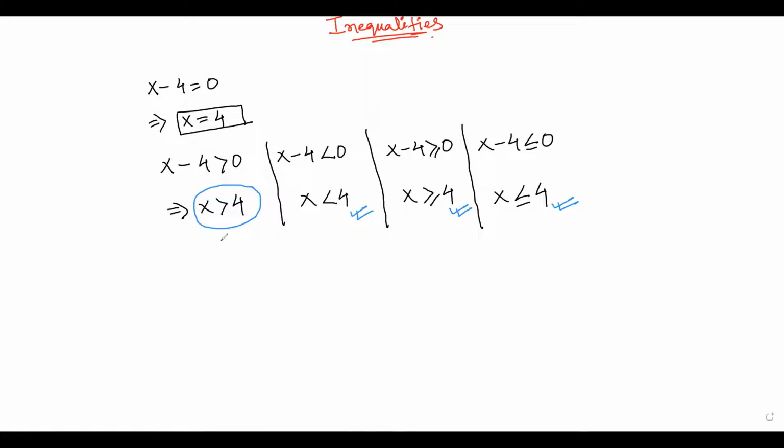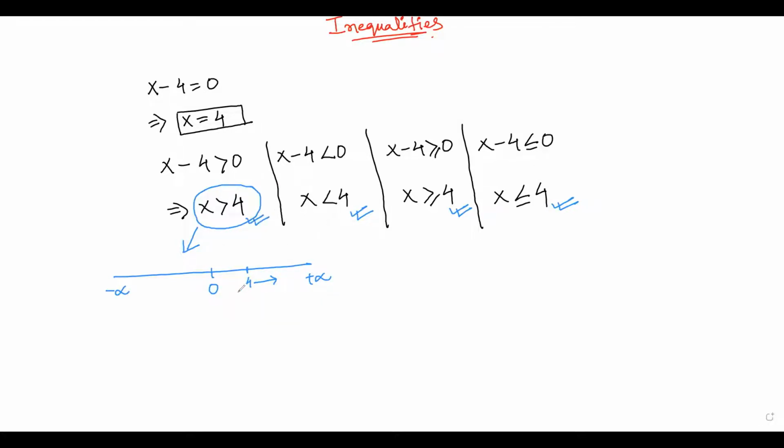Since inequalities give us a range of values of x, this can be represented on a number line. For example, x greater than 4 can be represented on the number line as follows: this is 0, this is plus infinity, and this is minus infinity. We need those values of x for which x is greater than 4. Suppose 4 is somewhere here. Any value which is greater than 4 and extends till infinity would be satisfying this inequality.